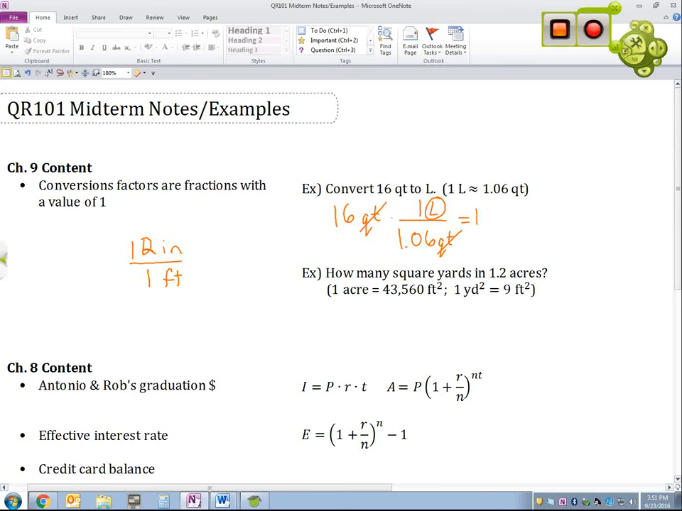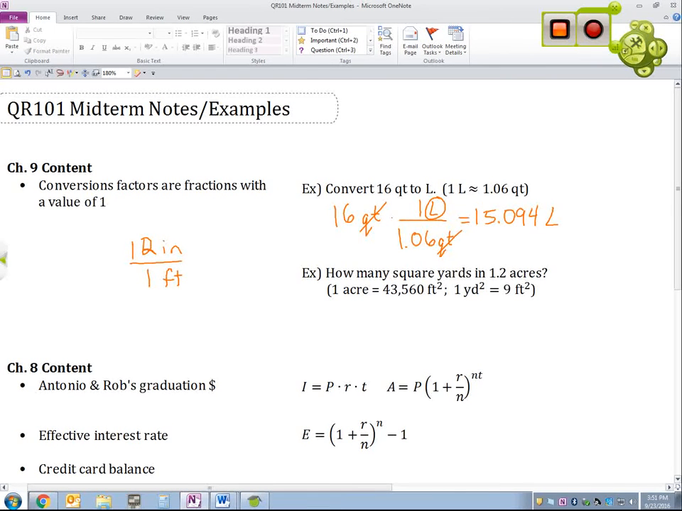And that comes out to be about 15.094 liters, okay? And if I'm asking myself, is my answer reasonable? Well, if I think about how 1 liter is a little bit bigger than a quart, okay, 1.06 a little bit bigger than 1, then I should have a number that's a little bit less than 16, okay, a little bit less than 16. So yes, that does make sense.